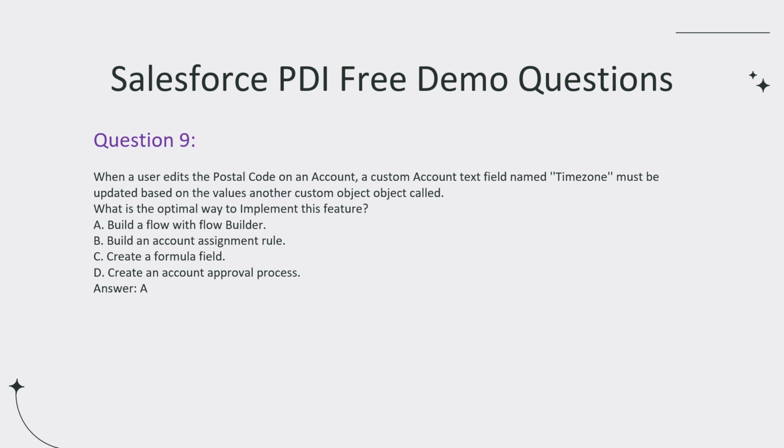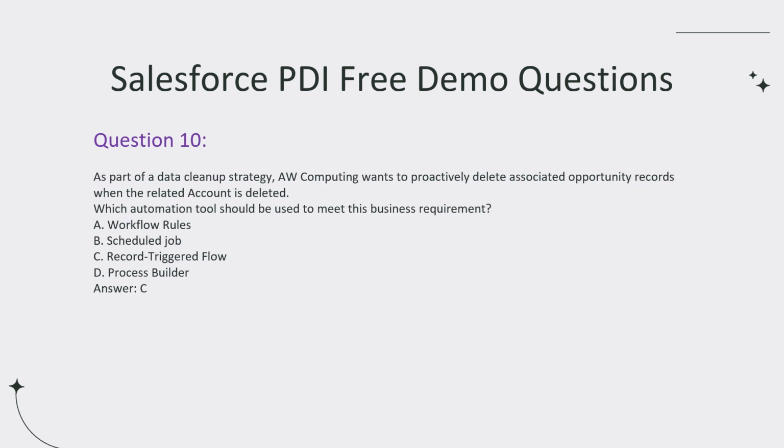9. When a user edits the postal code on an account, a custom account text field named time zone must be updated based on the values in another custom object. What is the optimal way to implement this feature? A. Build a flow with Flow Builder. B. Build an account assignment rule. C. Create a formula field. D. Create an account approval process. Answer: A.